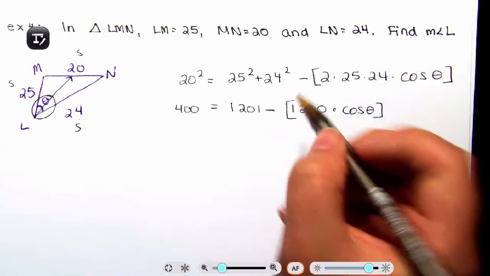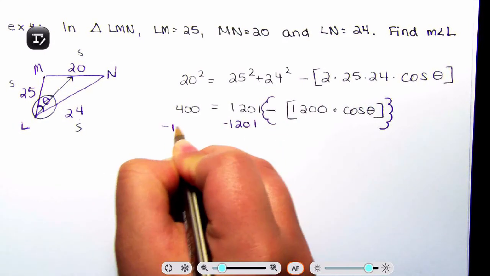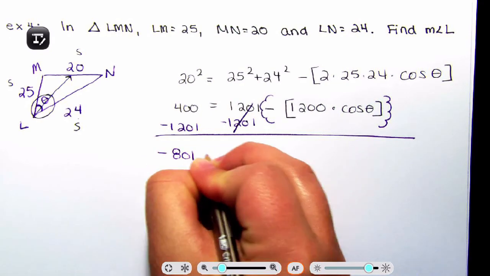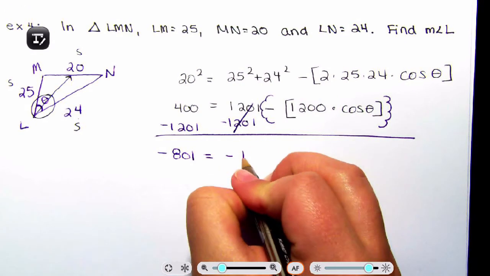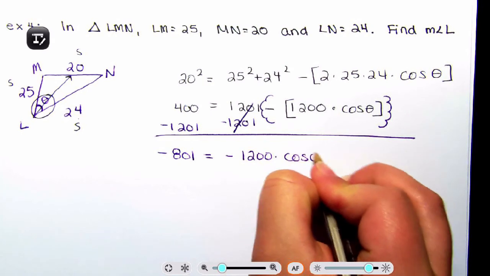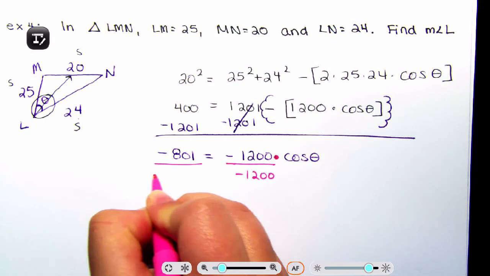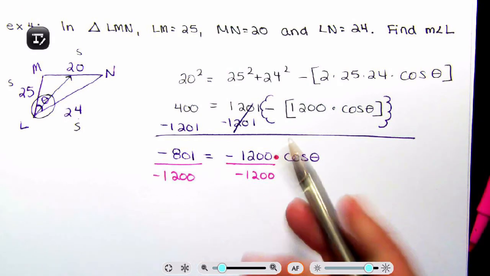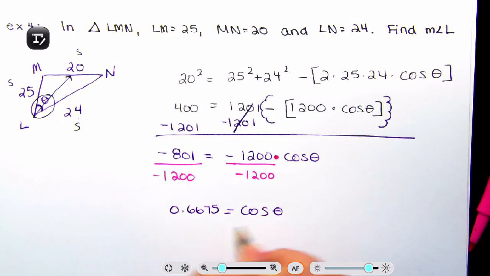Again, I want this by itself, so I'm going to subtract 1,201. So I have 400 minus 1,201, and that gives me negative 801. And that's going to be equal to negative 1,200 times cosine. This is multiplication, so we're going to divide. And that's going to give me cosine of theta equal to 0.6675.